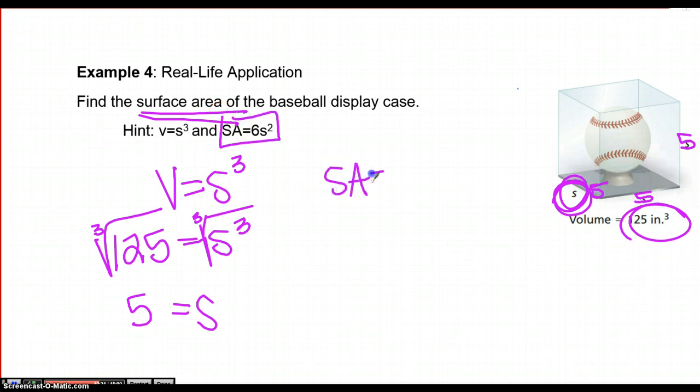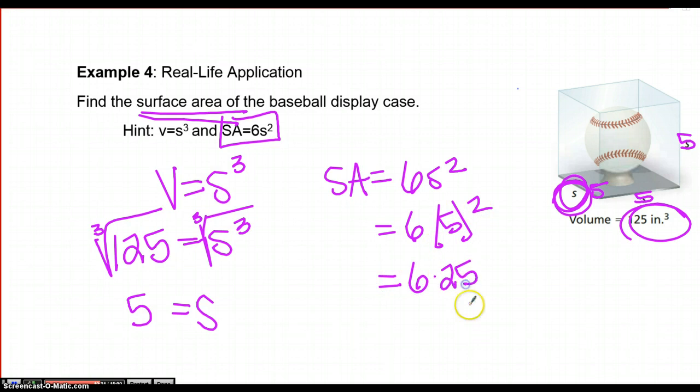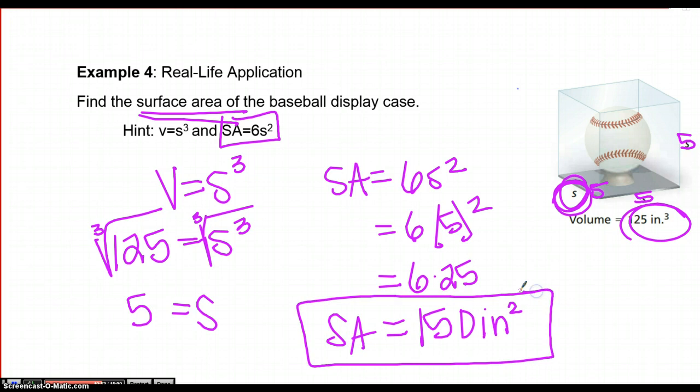So surface area is equal to 6s squared, which is 6 times 5 squared. 5 squared is 25. 6 times 25 is 150. I need units. 150 inches, and surface area is inches squared. Volume is cubed. Surface area is inches squared. Okay, so that is the answer to example 4.